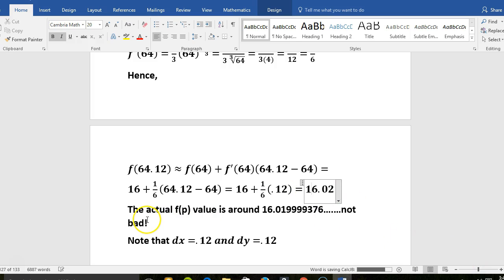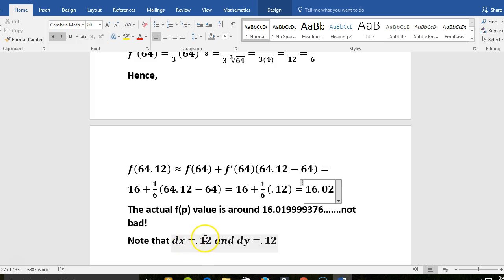Okay, so my tangent line approximation, my final answer, is 16.02. That's my tangent line approximation. Now, your actual calculator value is this big jalopy here, but we're more interested in the 16.02. We're actually more interested in the approximation than the exact value in this situation.